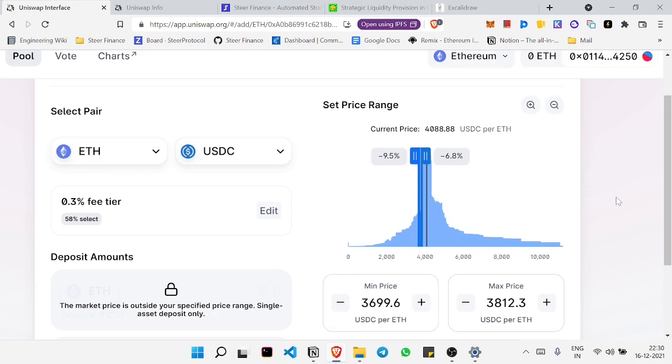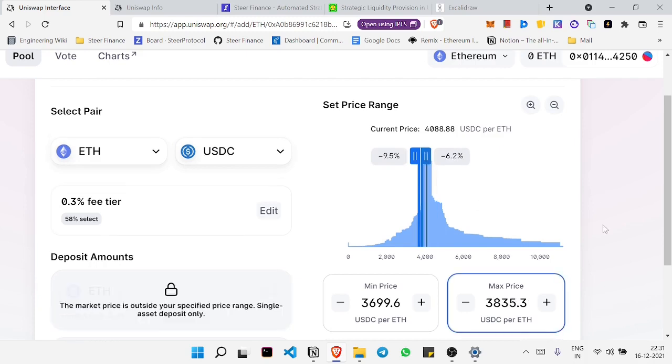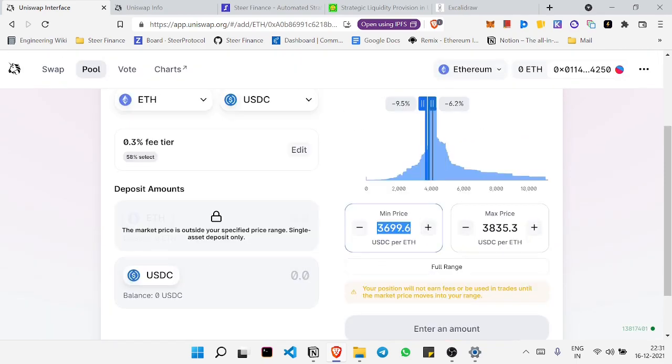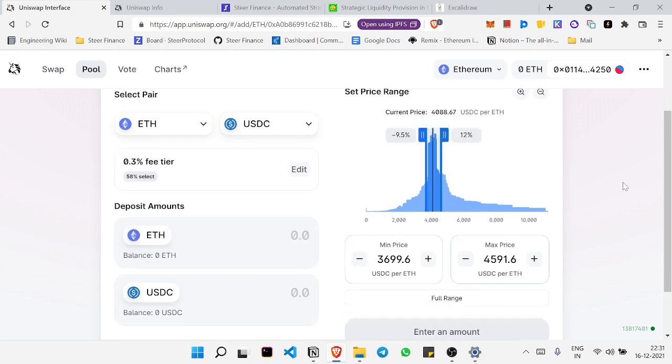Now, according to my risk and reward taste, I can select price ranges and vary the risk and reward I'm getting. For example, I can select a wider price range and get a smaller share of the pool, but I'd be taking a lot less risk because the price would be active almost all the time. And on the other hand, I can select a narrow price range and get a bigger share of the pool, which would also give me greater fees, but I would be taking greater risk because I'd earn fees only when the price is active in that narrow range.